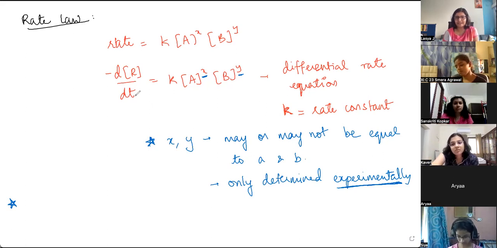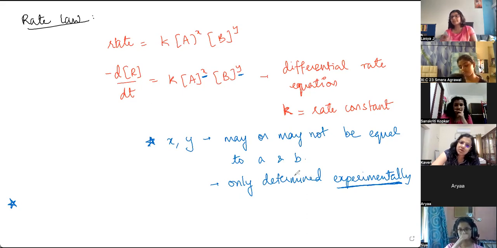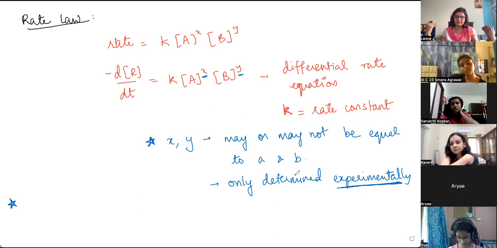In order to figure out how the rate varies with the concentration of reactants, you can't always get it directly from the reaction. So x and y may or may not be equal to a and b. You can only figure it out experimentally, because it depends on a lot of factors. It's not just if you have a molecule of a and a molecule of b, it's not necessary that they will collide with each other compulsorily. It depends on how much energy it has.